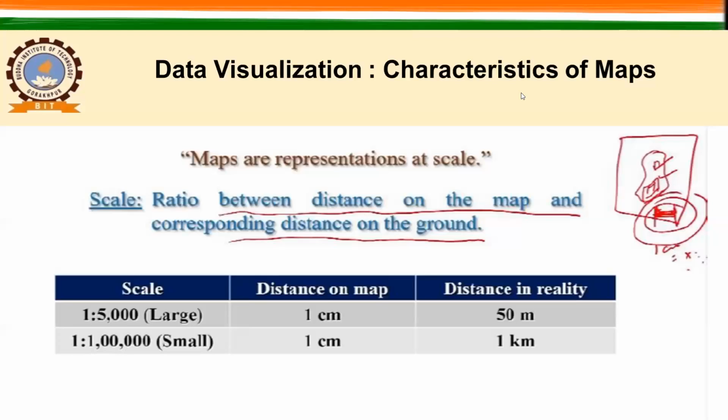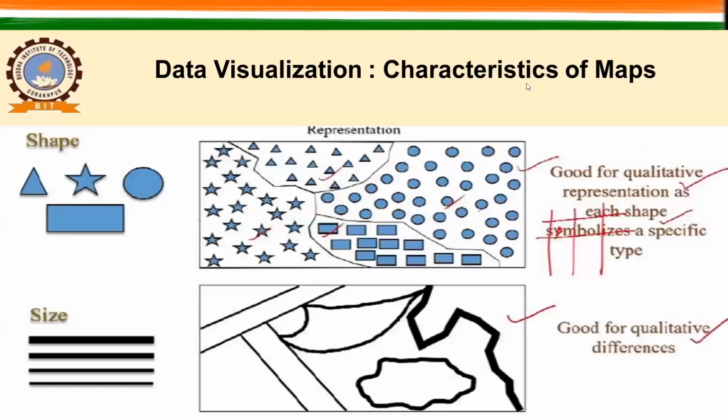So next important parameter is how we represent our data, right? So you can use some shapes to symbolize the different parameter within a map. So here you can see for a given area, you can see here, okay, different shapes are there. You have this, and this one, right? So all these things will be listed in your legend. So what exactly star means, what exactly this circle means, that will be there in your output map. So it is good for qualitative representation of each shape symbolizes a specific type.